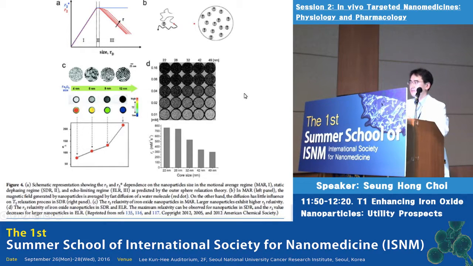But we need some rating for the size and the signal intensity. So we have to find the optimal size or modification for T1 and T2 imaging using nanoparticles.